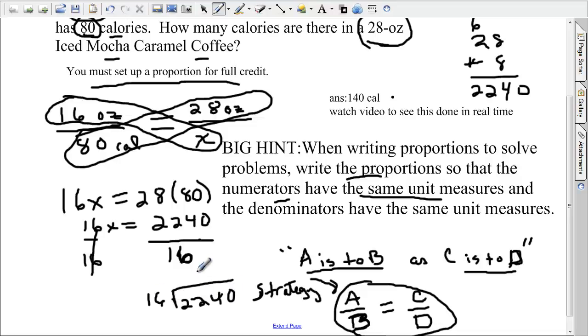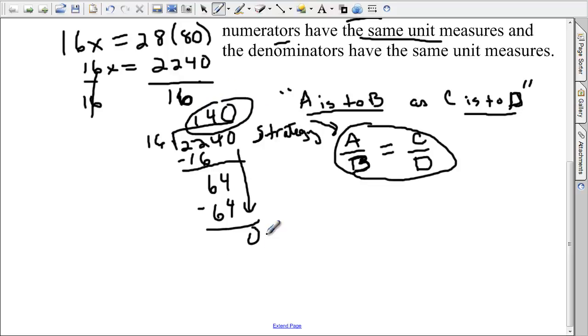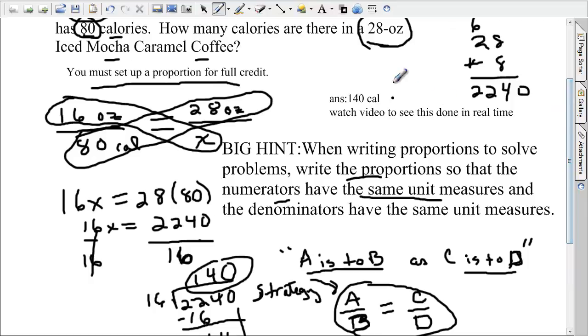16 goes into 22 about once. Draw the line and subtract. And bring down the 4. 16 goes into 64 4 times evenly. Bring down this last 0. 16 goes into 0 0 times, and voila, 140. So we have the answer. So that's how we arrive at the 140 calorie mark.